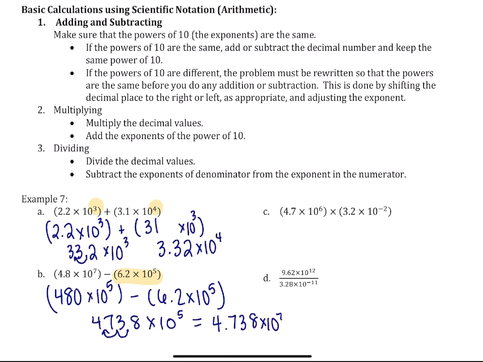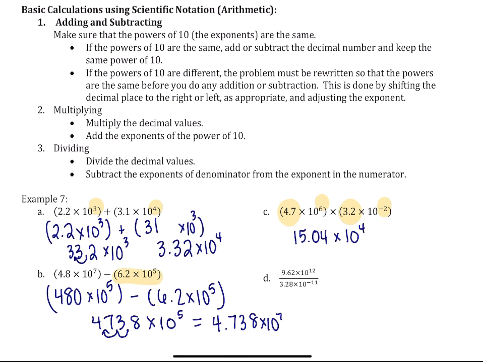Multiplication and division are much easier. All you need to do is to multiply or divide the decimal part. So for C, it's multiplication, so I'm going to take 4.7 and multiply by 3.2. And that's going to be 15.04. And then my exponents, I'm going to add the exponents. So here it's 6 plus negative 2, which is equal to 4.